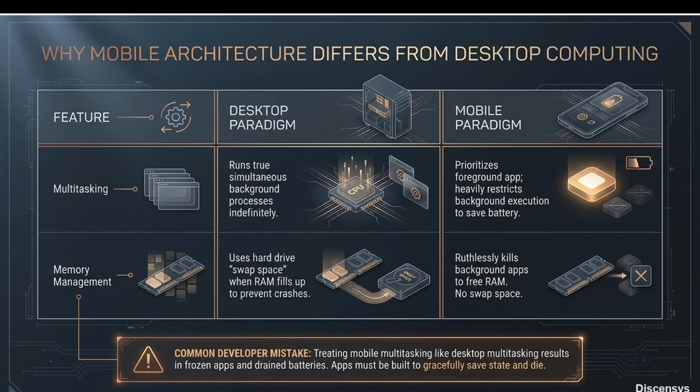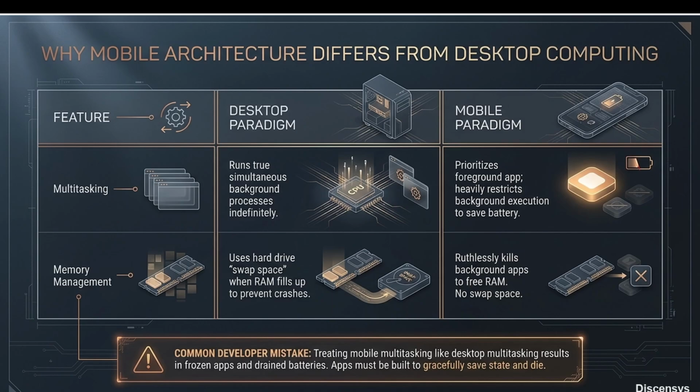But when it comes to a mobile, it is compact. It is compressed in size, so it won't have that many computational resources or that much memory. The desktop paradigm for multitasking runs simultaneous background processes indefinitely. It can run multiple background processes at a time. But smartphones prioritize the app running in the foreground and restrict the execution of all other background processes to save battery.